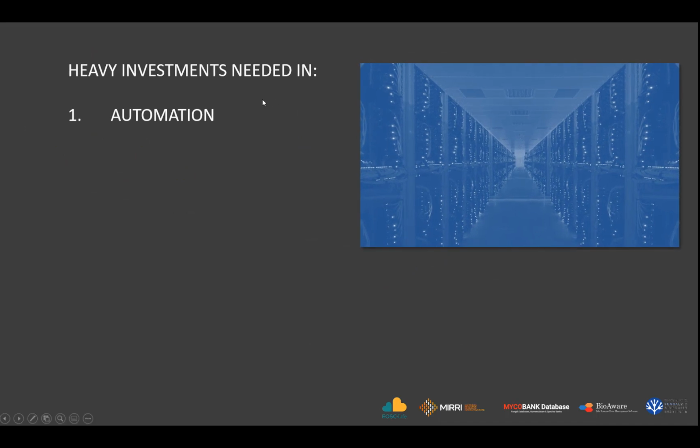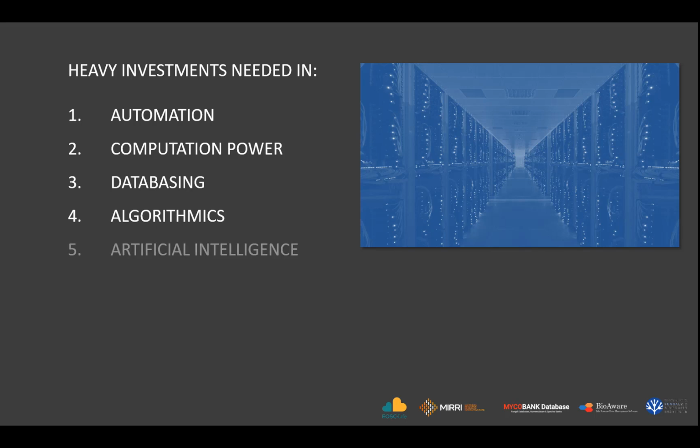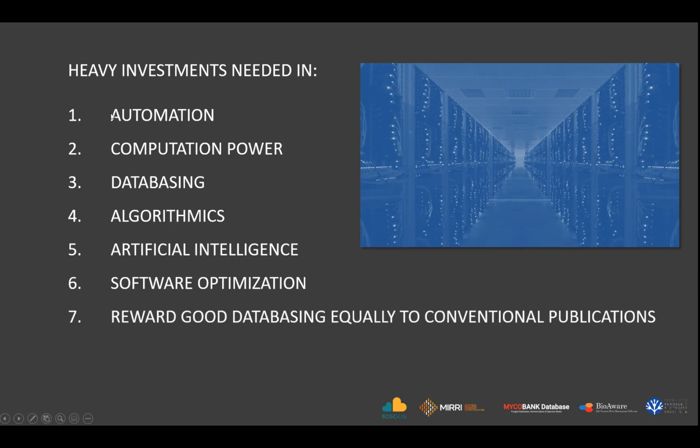So we certainly need to invest a lot in automation, in computational power, in databasing, in algorithms to cluster and analyze all those data, in artificial intelligence, in software optimization. And when I say automation, that's not only related to computers and things like that. That's also automating the retrieval of samples, the analysis of samples, and all those things to make it faster, more accurate, less subjective, and so on. Those things are really important.